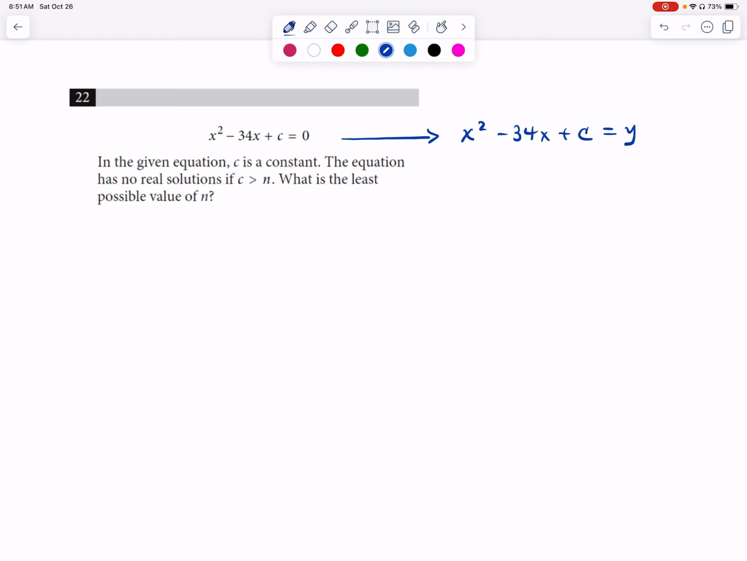And I don't like that y on the right-hand side. It's giving me anxiety. So I'm going to switch this around. y is equal to x squared minus 34x plus c. Anyway, so now this shape is a parabola.